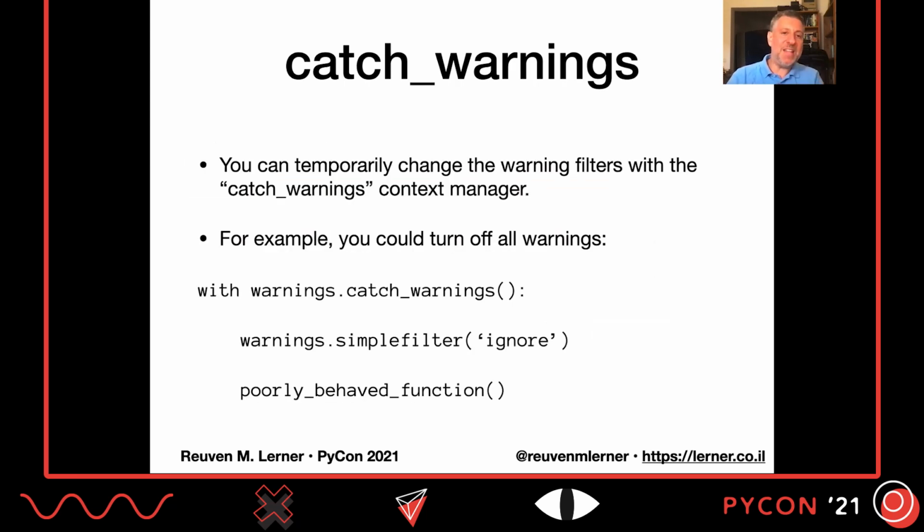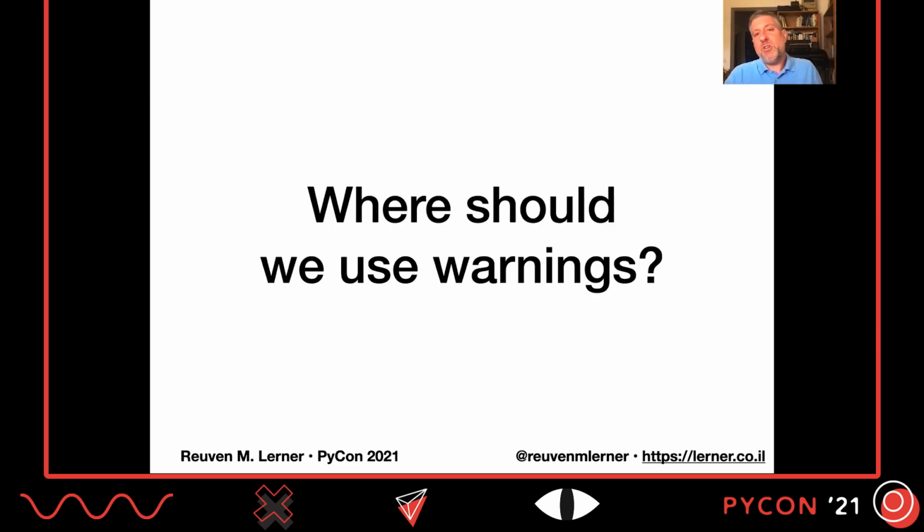There's even a context manager you can use, catch warnings, if you want to temporarily change the filters just for one simple set of code. So we can turn off all warnings if I'm calling some poorly behaved function, right? I know it's going to cause warnings, but I don't care. So I'll just do a with warnings.catch_warnings, and then I set the simple filter to ignore. I'm going to ignore everything. Like I'll go around with, yep, can't see any problems, so there must not be problems. Call poorly behaved function.